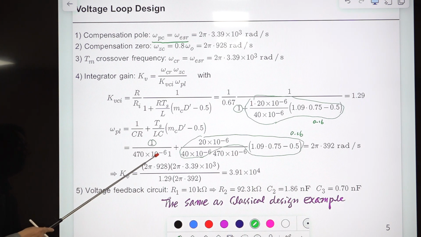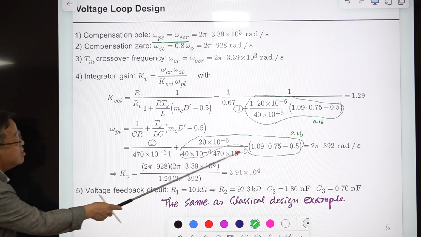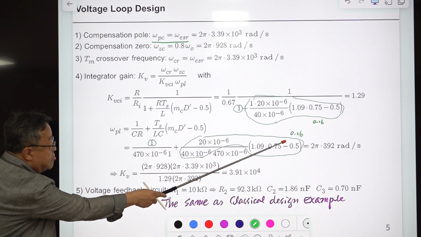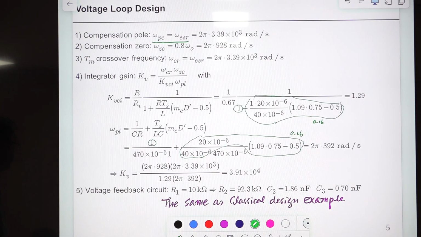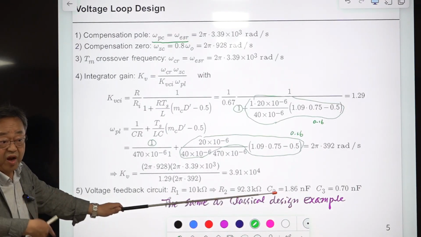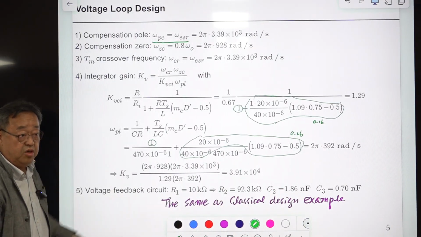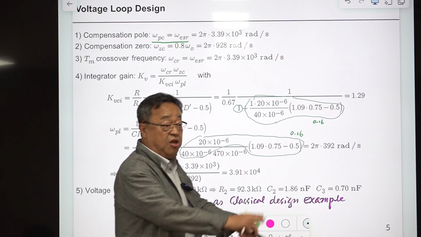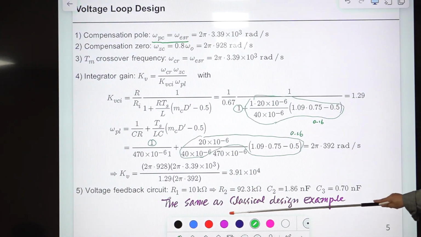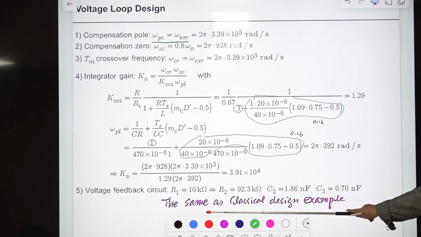This C is the same, and we are comparing this with unity. Because this is common, just compare this one and this one. You can ignore this. You can keep this, but the result will be the same. There is some round off error in here. So if you take the round off, they become the same. So the voltage loop design is exactly the same as the classical design example.